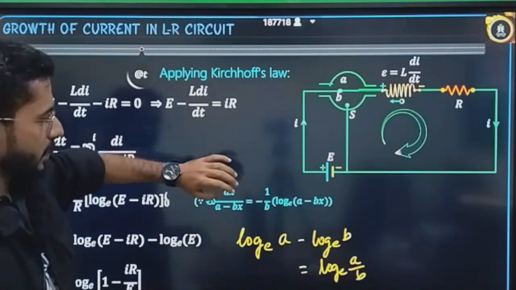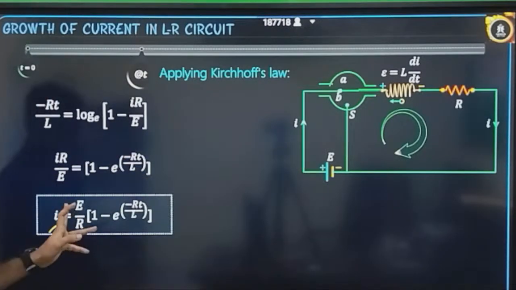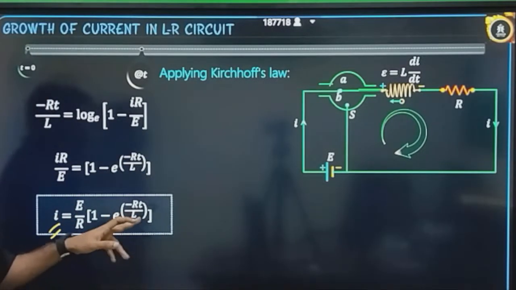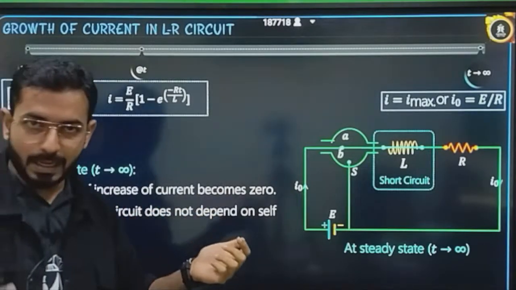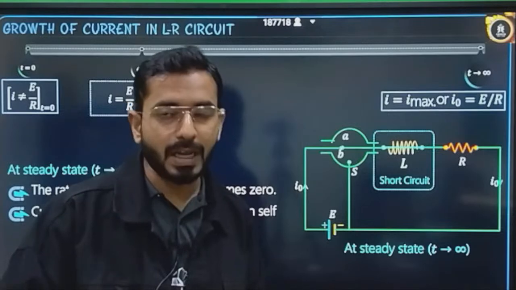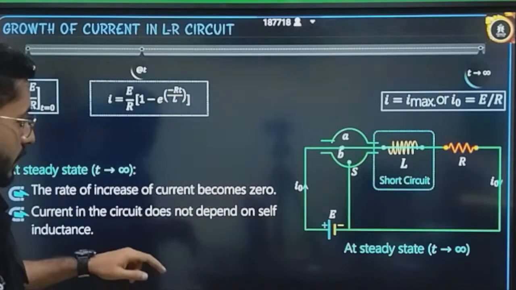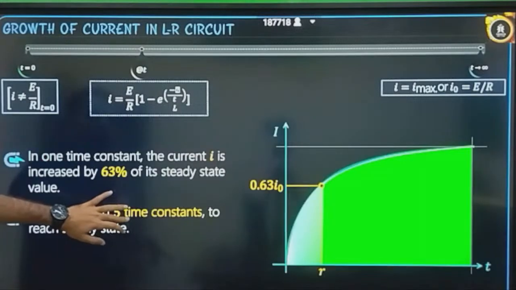Now the derivation is completely done. The result that you have to remember: I is equal to E by R times 1 minus e power minus t by tau. The important term to remember is tau, the time constant. A lot of questions come from the time constant only, so it is an important thing that you cannot afford to forget. All these things are the same.